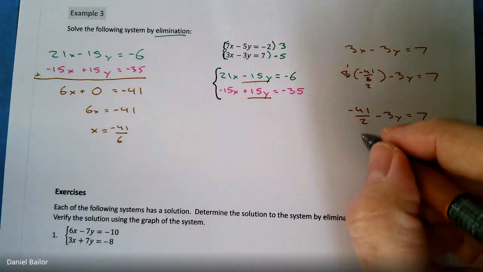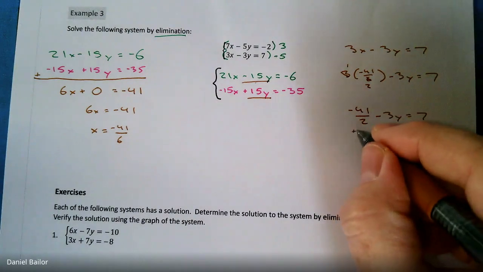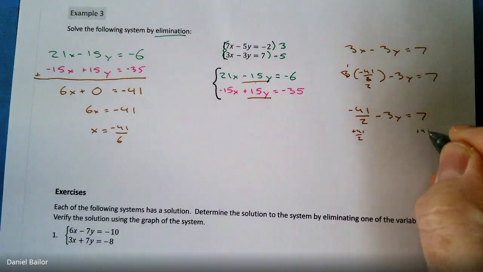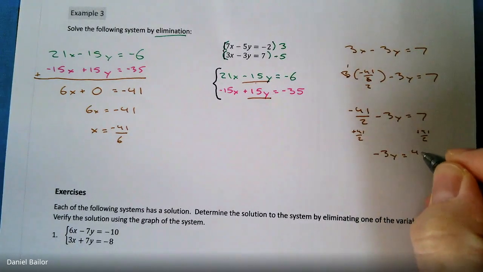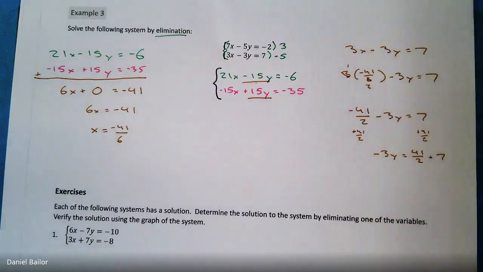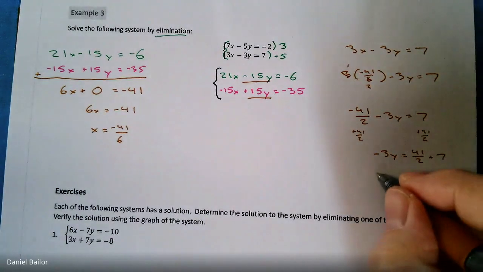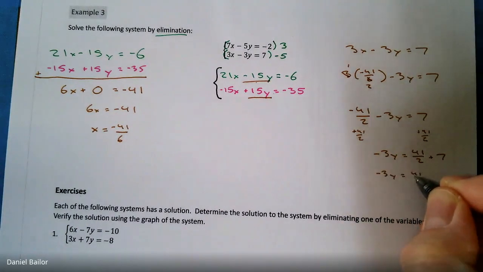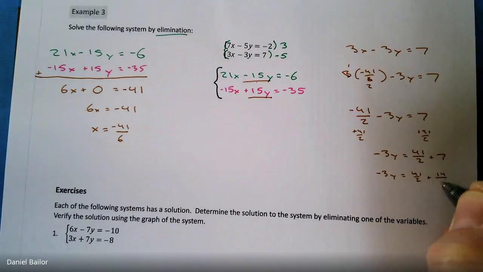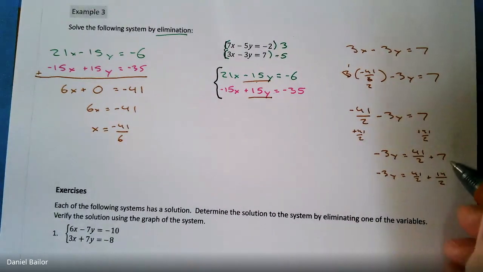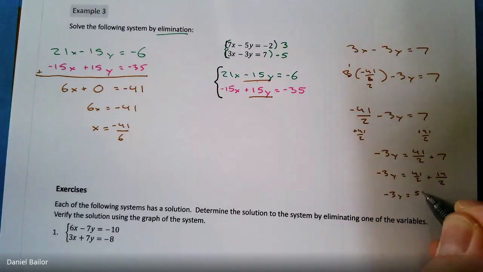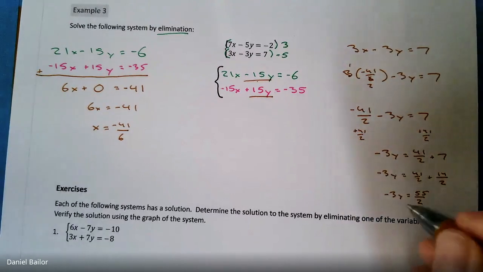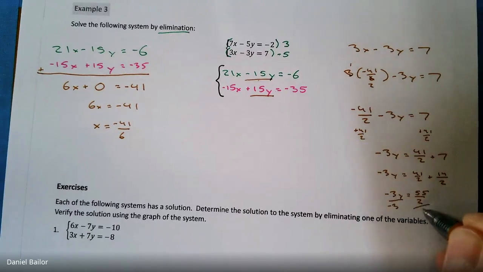Let me add 41 over 2 to both sides, plus 41 over 2 plus 41 over 2. That gives me negative 3y equals 41/2 plus 7. That is going to be negative 3y equals 41/2 plus 14/2, because 14 divided by 2 makes 7. So I get negative 3y equals 55/2, and then I need to divide by negative 3.